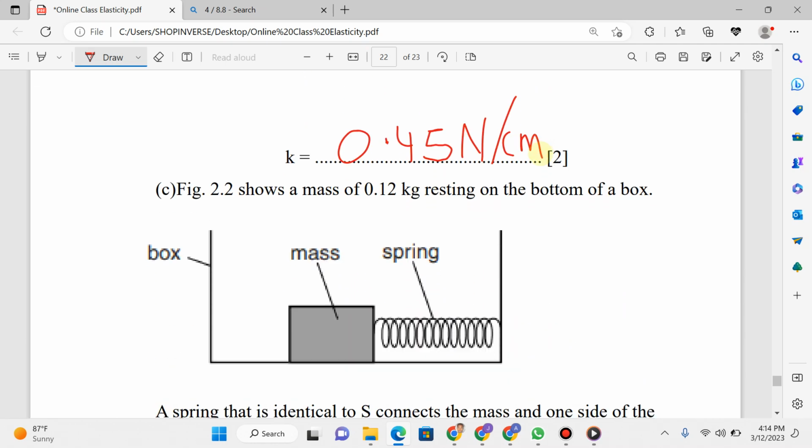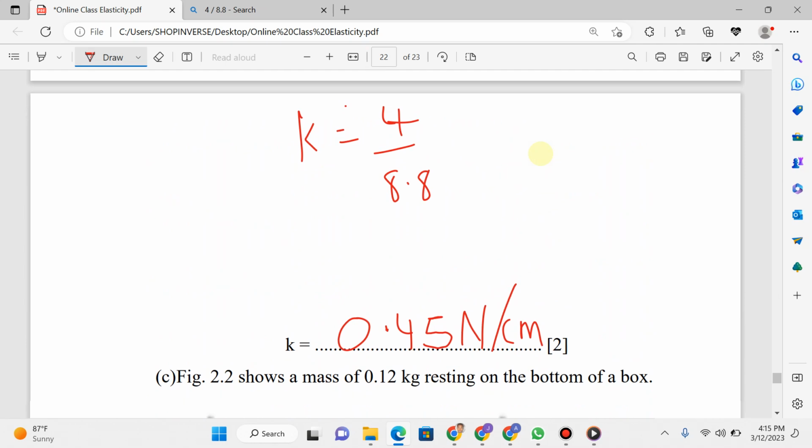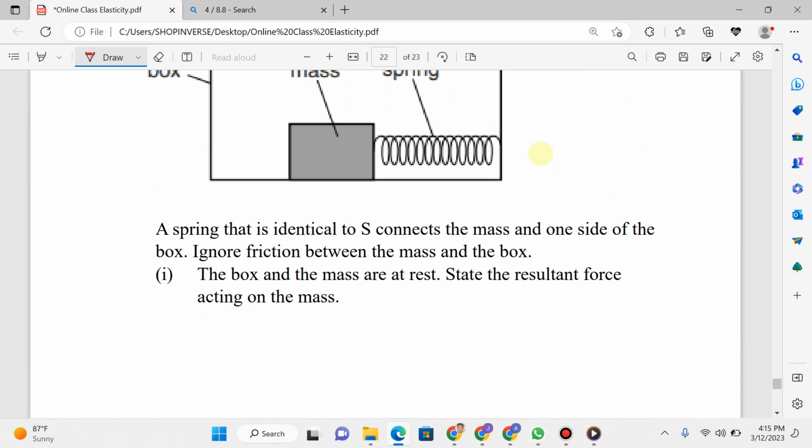Figure 2.2 shows a mass of 0.12 kilogram resting on the bottom of a box. A spring that is identical to S connects the mass and one side of the box. Ignore friction between the mass and the box. The box and the mass are at rest. State the resultant force acting on the mass.